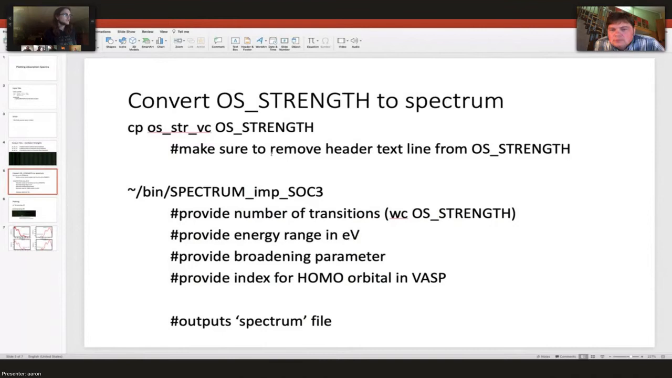We have big OS underscore string. For the degenerate spectrum, there is a code in the bin, spectrum underscore M underscore SOC3. It's fairly similar to all the other spectrum codes. The last input is the number of transitions, and you get that from getting the length of your big OS string file with wc -l, and it'll give you a line of numbers. One of them you input here. It will ask for an energy range to look at. If you're not sure, just do something broad, like 1 to 8. It will ask for a broadening parameter and an index of the HOMO orbital. If everything runs correctly, it should output a spectrum file.